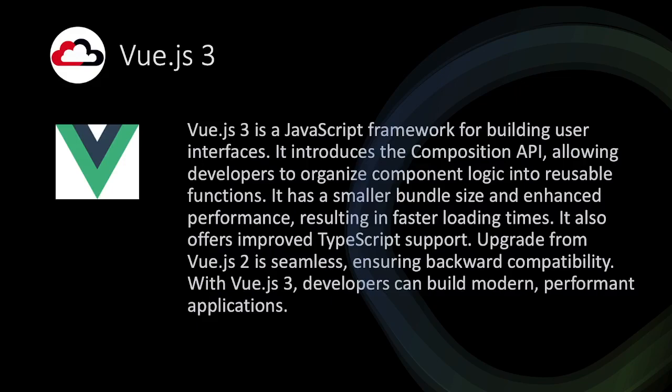Vue.js 3 is a JavaScript framework for building user interfaces. It introduces the composition API, allowing developers to organize component logic into reusable functions. It has a smaller bundle size and enhanced performance, resulting in faster loading times. It also offers improved TypeScript support, and upgrading from Vue.js 2 to 3 is seamless, ensuring backward compatibility. With Vue.js 3, developers can build modern, performant applications.